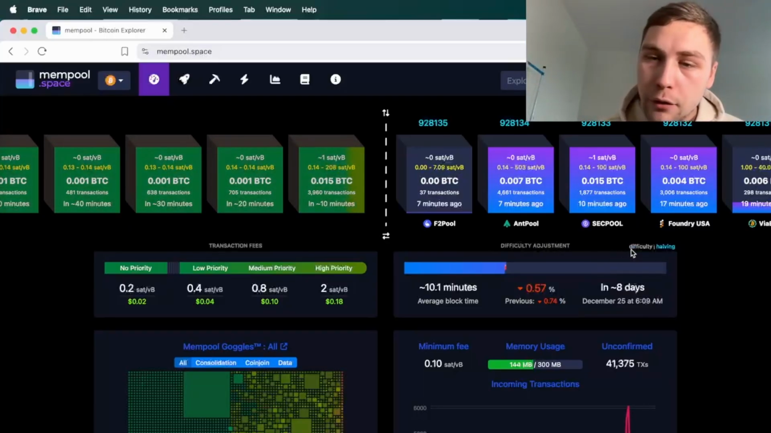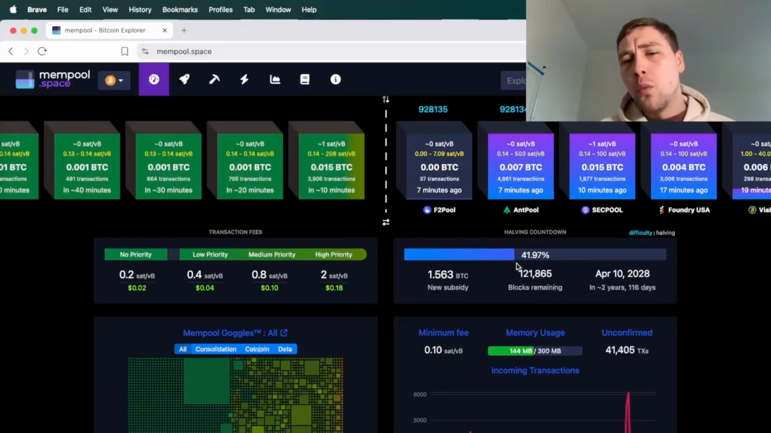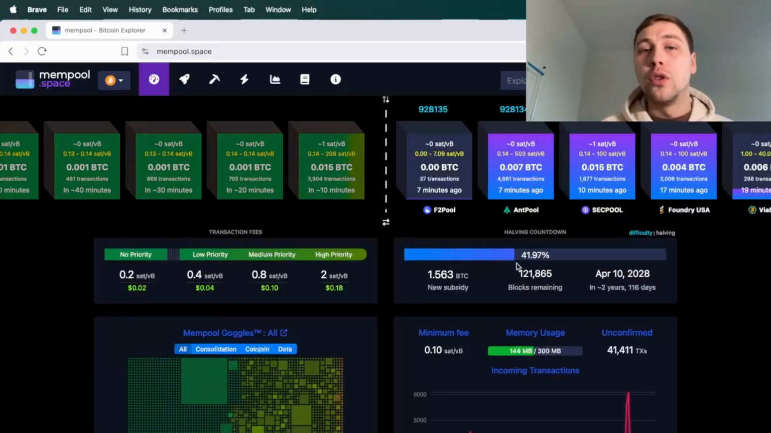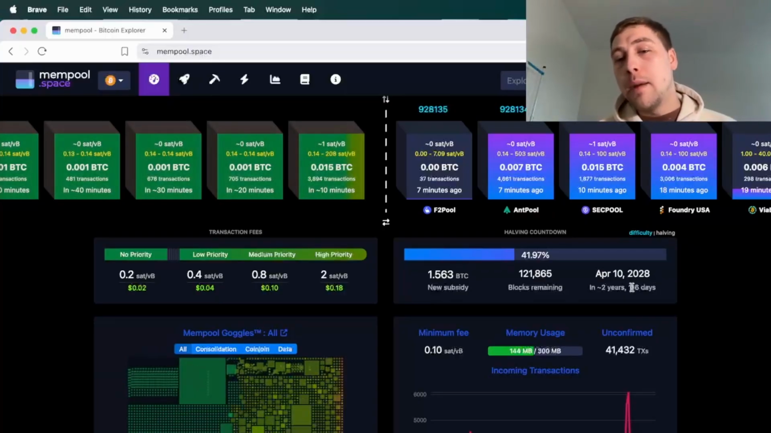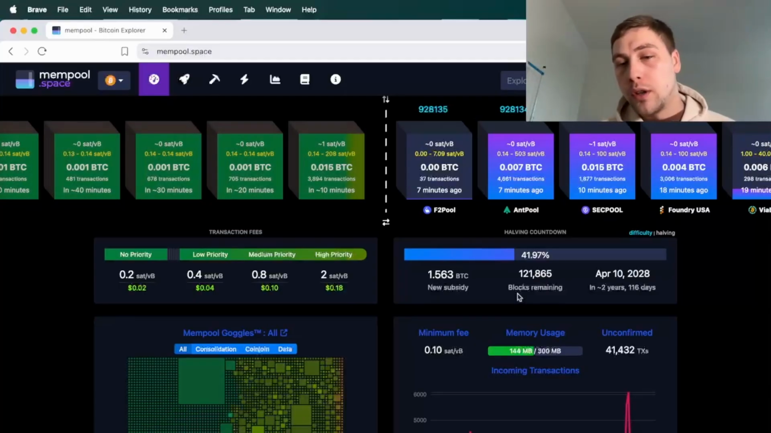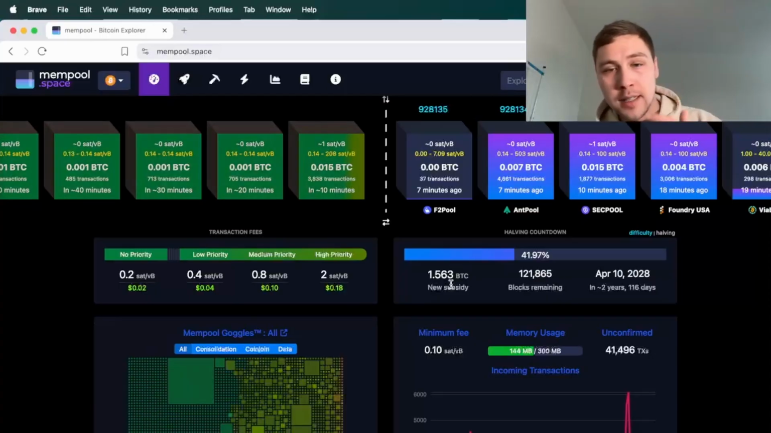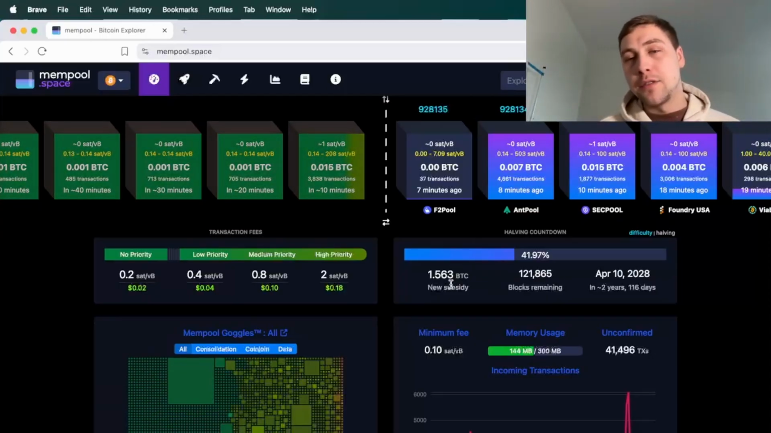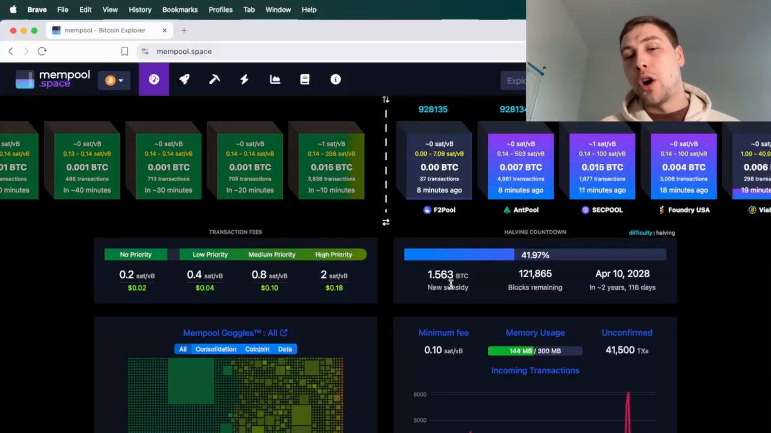And then if you see here, you can go on halving, and you can see we are nearly 42% through to the halving. So the next halving will be on April 10th, 2028. There are 121,000 blocks remaining to be mined. And then the new subsidy will be 1.56 Bitcoin. At the moment it's 3.15 Bitcoin, meaning each miner that mines a block gets 3.15 Bitcoin.